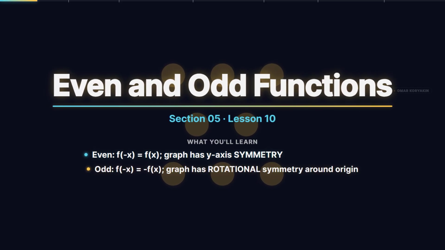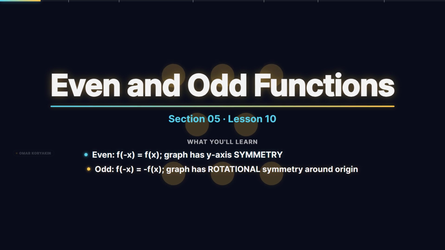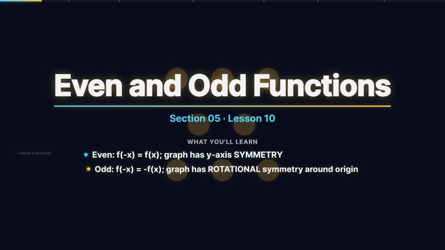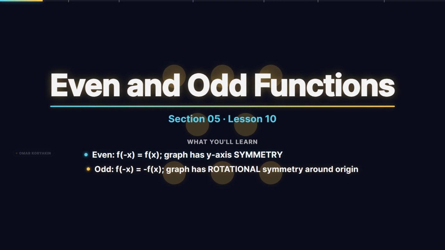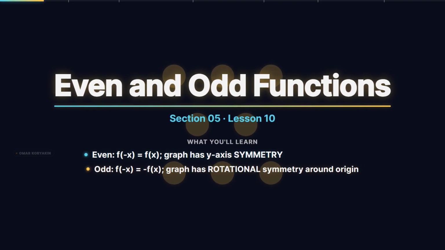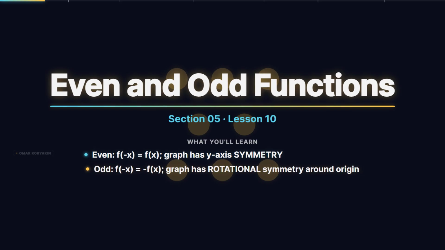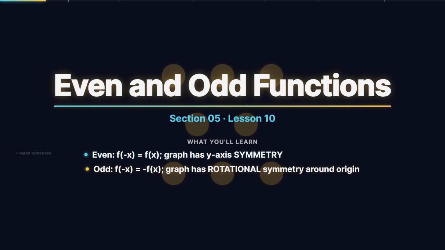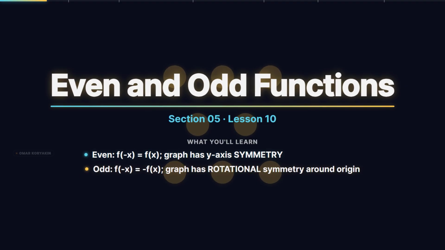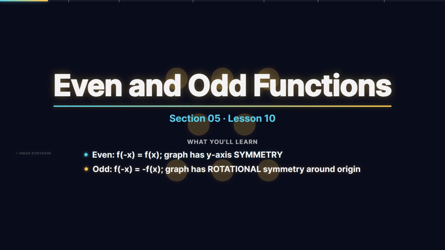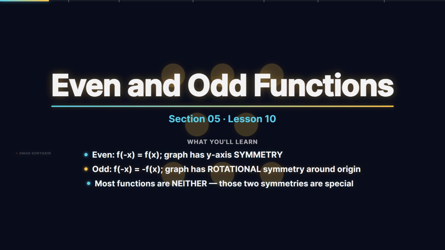A function f is called odd if f of negative x equals negative f of x for every x in the domain. Geometrically, this condition means the graph of f has rotational symmetry of 180 degrees around the origin. Rotating the graph by half a turn around 0,0 gives back the same graph. Examples include f of x equals x, f of x equals x cubed, and any function whose rule contains only odd powers of x with no constant term. Odd functions have S-shape, line through origin shape, or other origin rotational symmetric graphs.